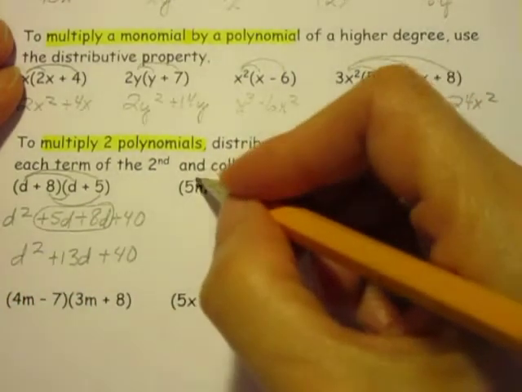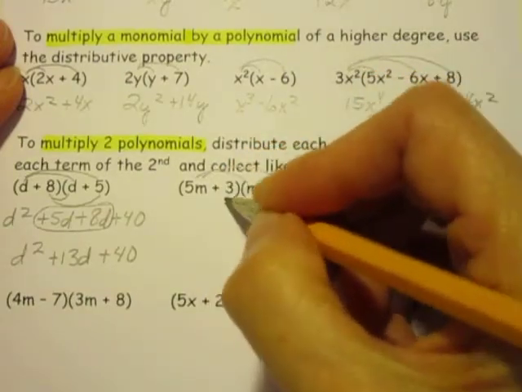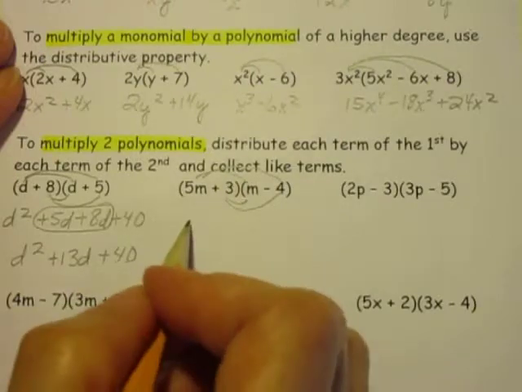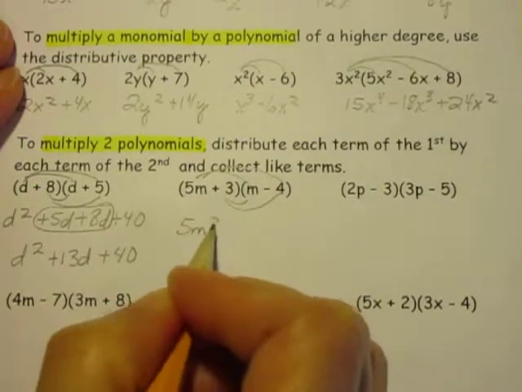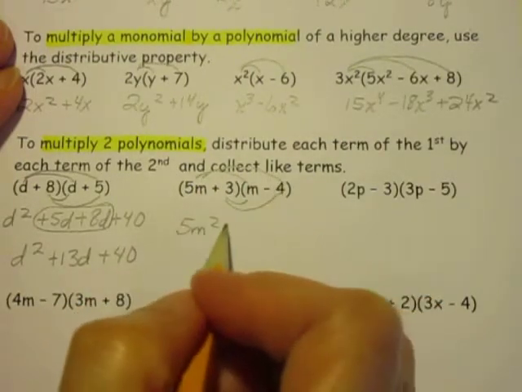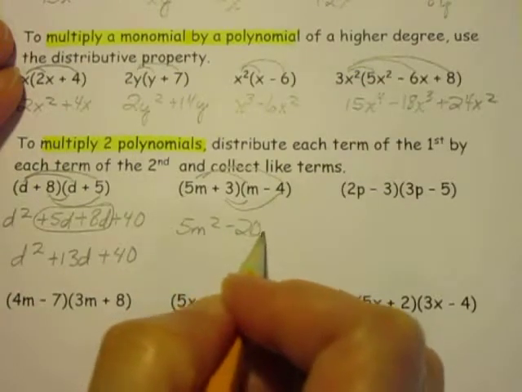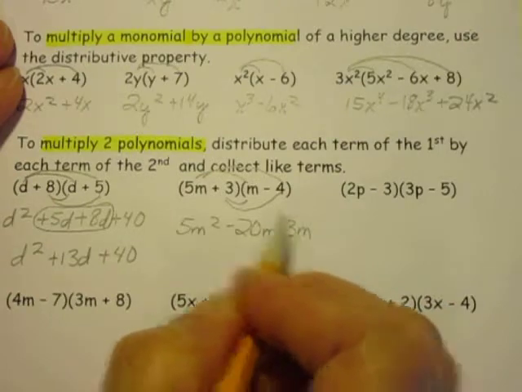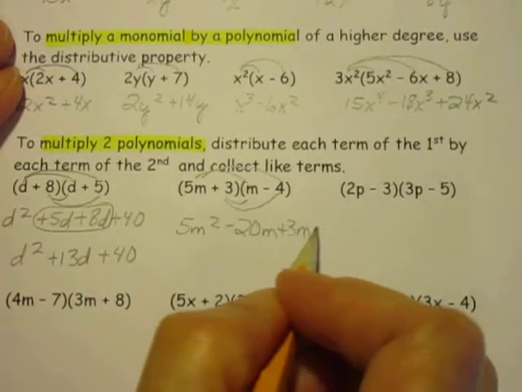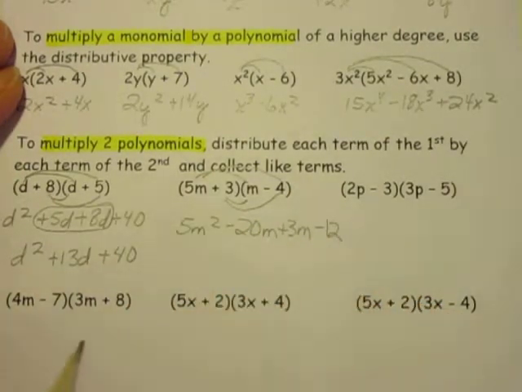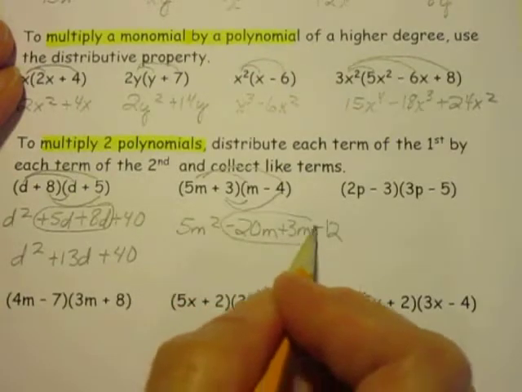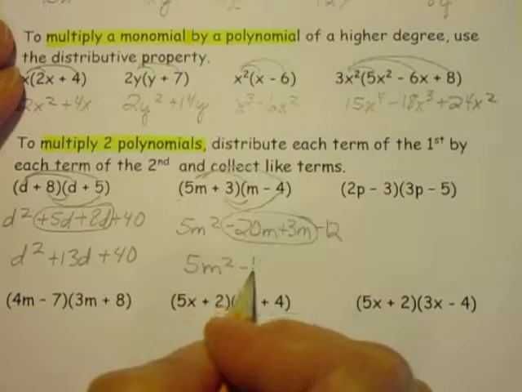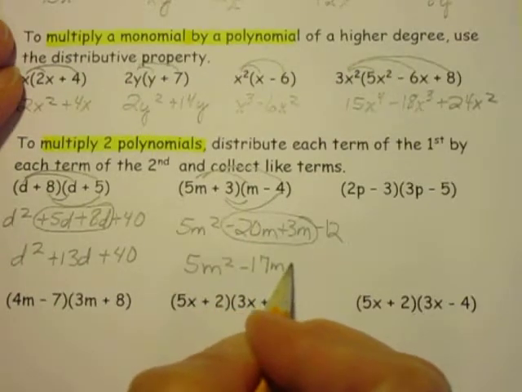Okay, and this next one, again, I'm going to draw my rainbows and scoops just to keep me on target so I don't forget anything. 5m times m is going to give us 5m squared. 5m times negative 4 is negative 20m. 3 times m is plus 3m. And 3 times negative 4 is negative 12. Go to collect my middle terms here. 5m squared minus 17m minus 12.